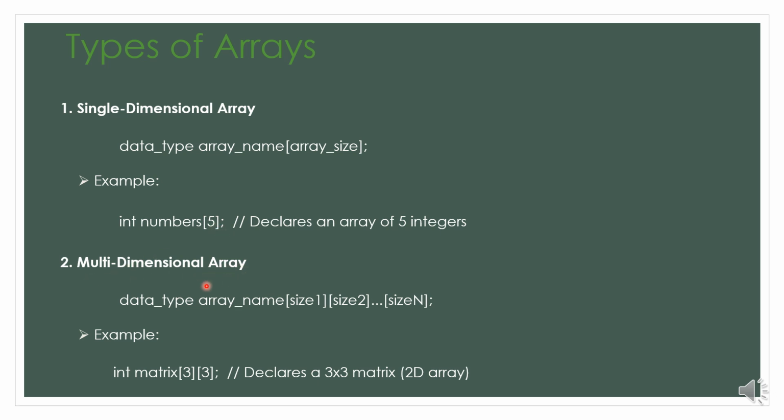Multi-dimensional array. The syntax for declaring multi-dimensional arrays is data type, array name, then size 1, size 2 up to size n. If we want to declare a two-dimensional array, we write it like this: int matrix, with size 1 equal to 3 and size 2 equal to 3. Normally two-dimensional arrays are used to perform matrix operations.